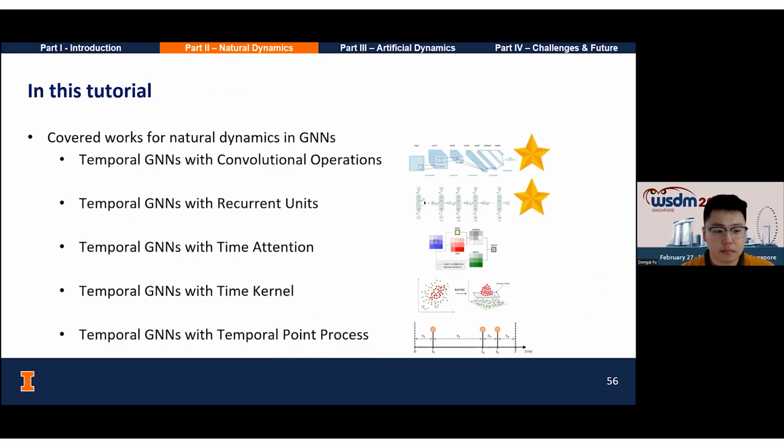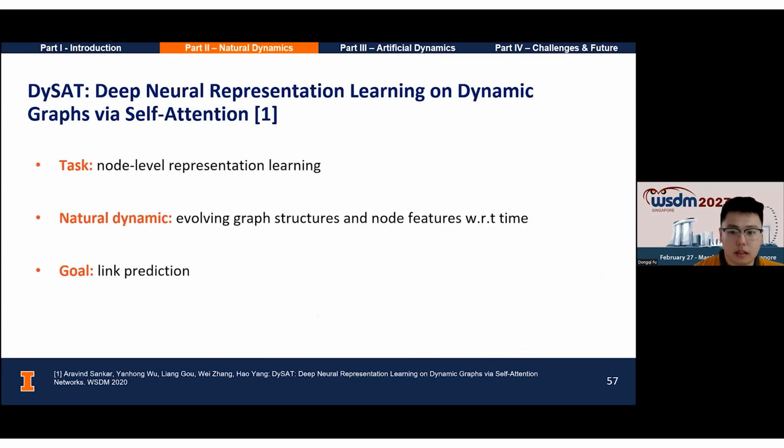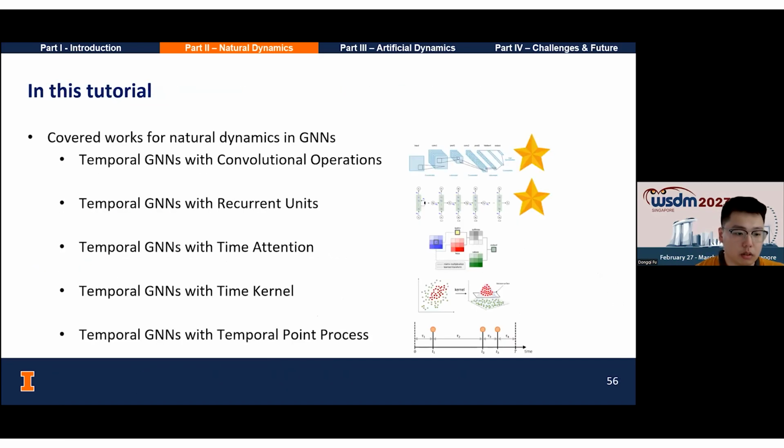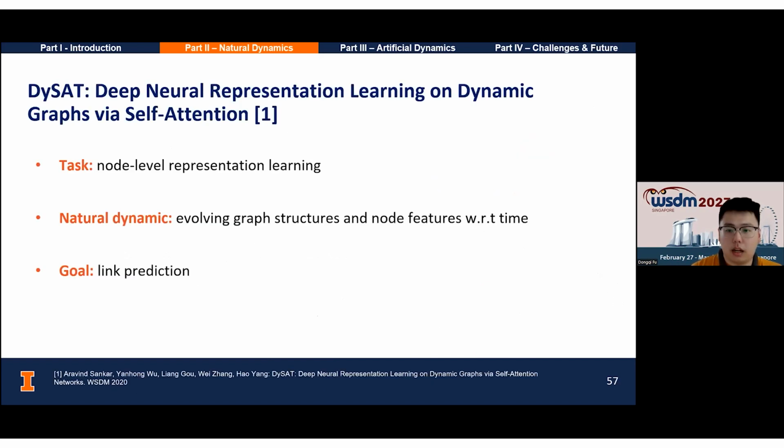So let's move on to the third part of natural dynamics in graph neural networks. This is called temporal neural networks, graph neural networks with time attention mechanism. In this part, we will introduce a work called DYSAT, which is deep neural network representation learning on dynamic graphs via self-attention. This work aims to achieve link prediction through node-level representation learning with the evolving graph structures and node features.